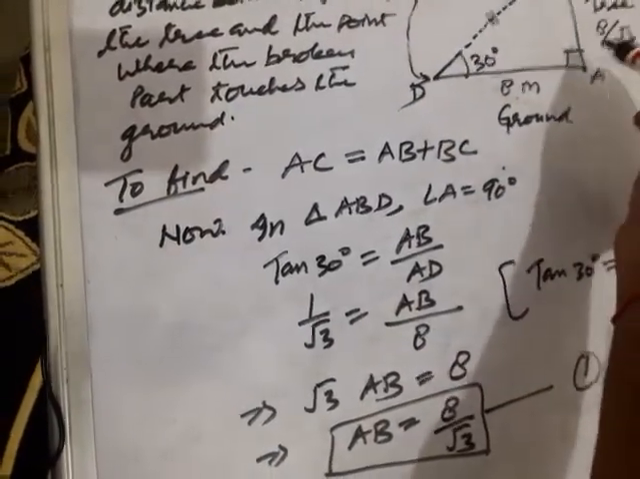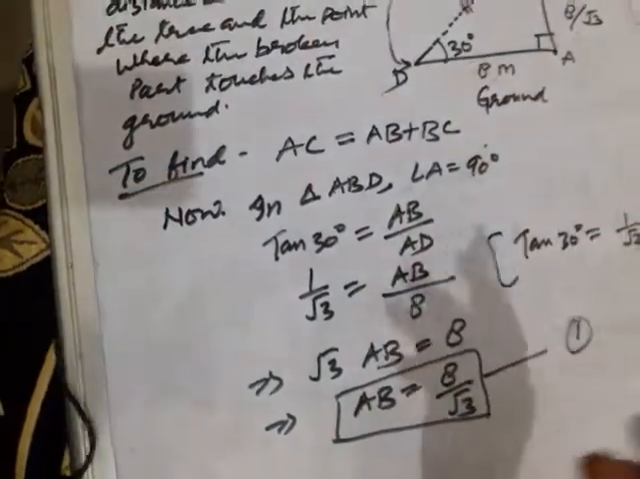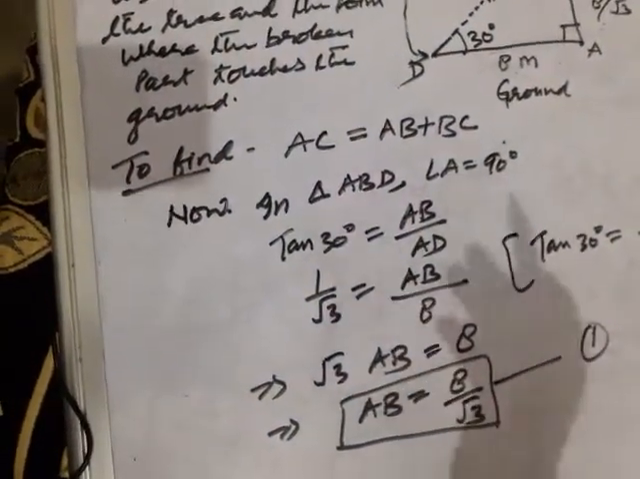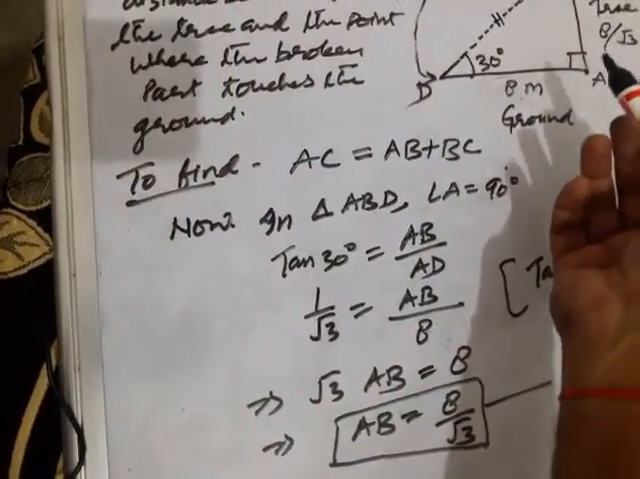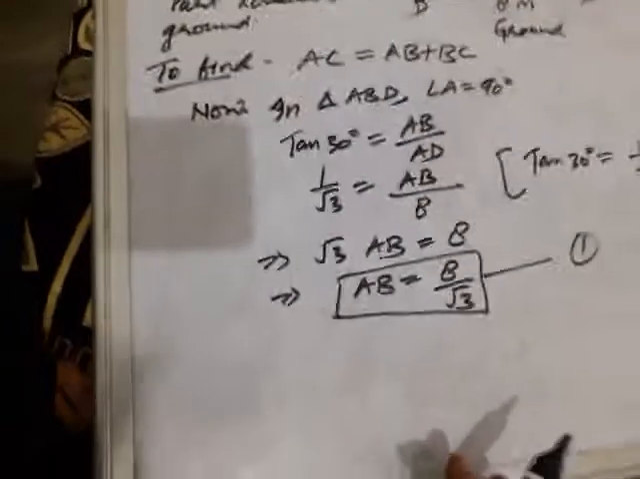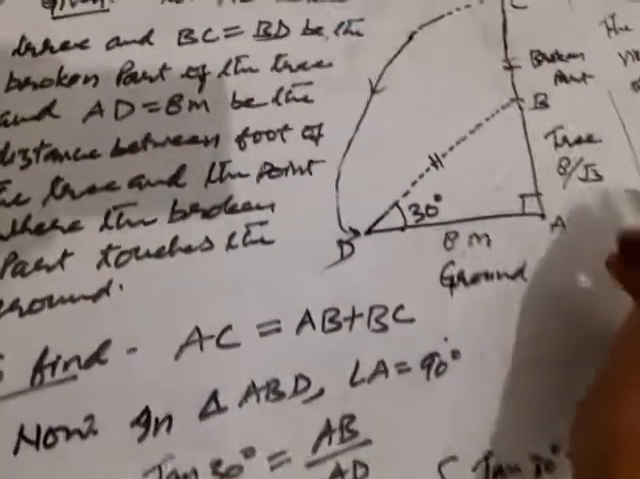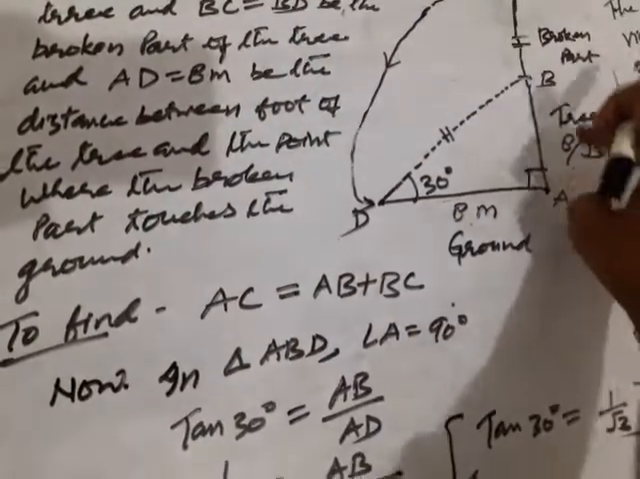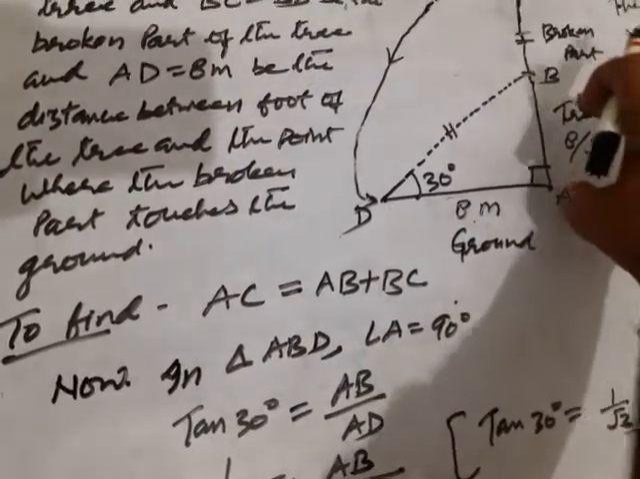Now the third side of the triangle, you can find out using the Pythagoras theorem, or you can choose another trigonometric ratio and find out the third one. Now children, since we have to find out the entire height of the tree, that is AB plus BC, till now we have found out only AB.